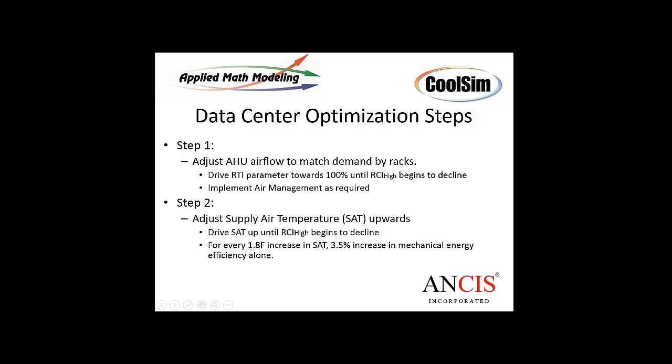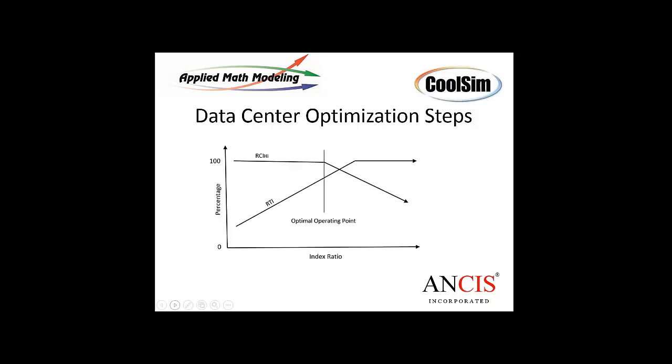But as you drive up the supply air temperature, which in turn drives up the return air temperature, you also get efficiency savings, and you get equipment life out of it too, because the chiller doesn't have to work quite as hard. So we're going to use these steps to optimize a data center.